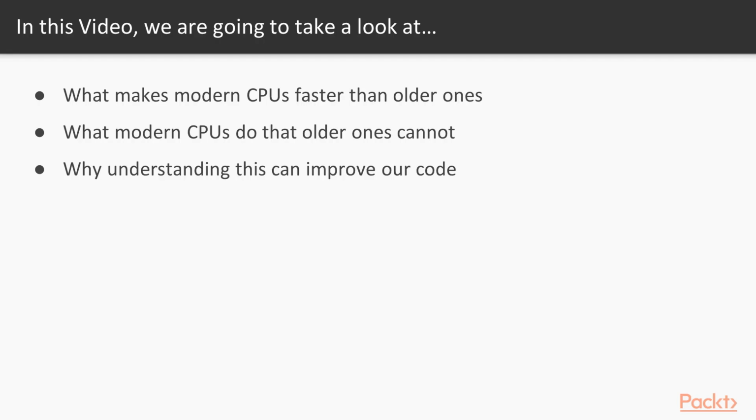And in particular, we're going to be looking at what makes a modern CPU faster than older CPUs, above and beyond just the bump in terms of clock speed. We're going to see the extra features that modern CPUs have added above and beyond that available in older CPUs, and why it's important to understand this when we're trying to design high-performance code.